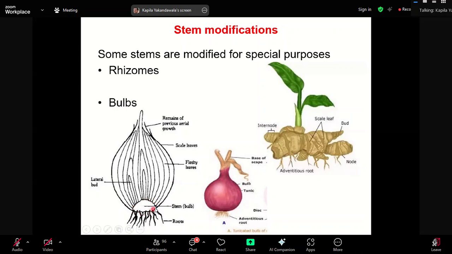This is the underground stem. From the stem, fleshy leaves arise and they continue into green leaves above the ground level. These are the leaves. These are the lateral buds. They have roots.